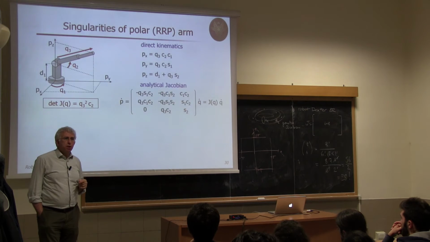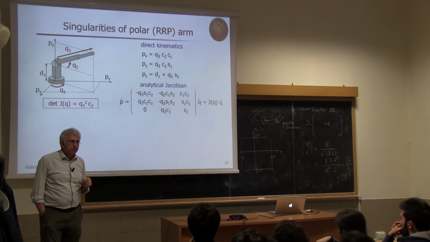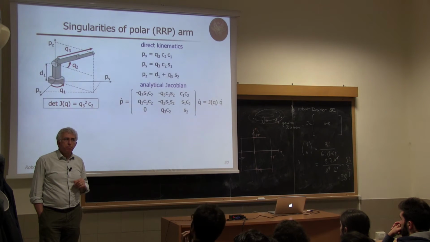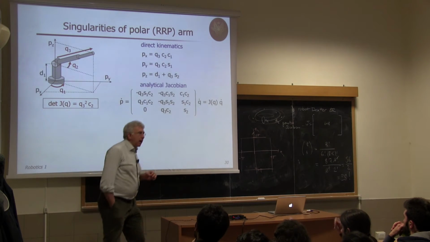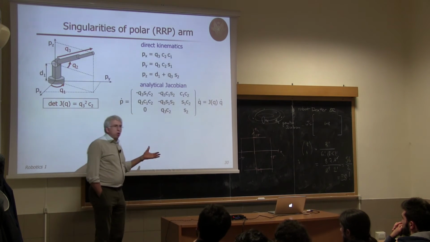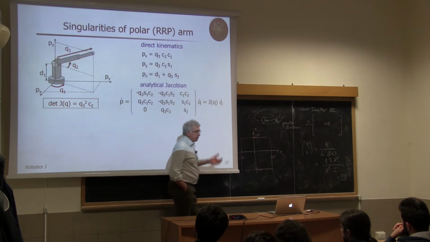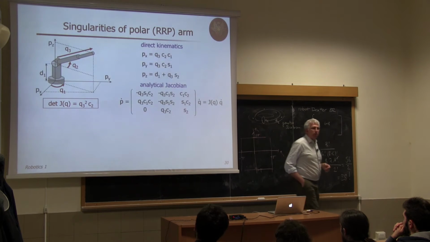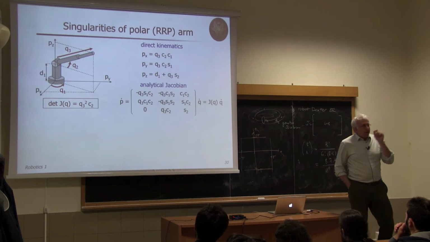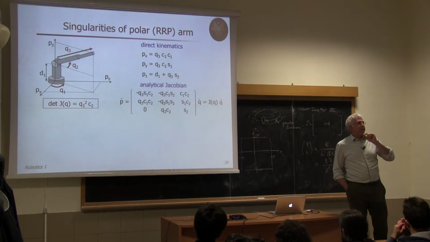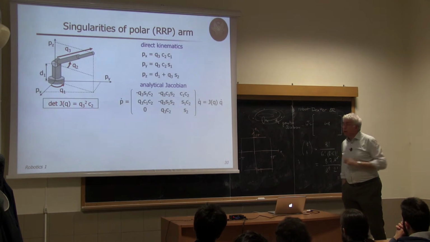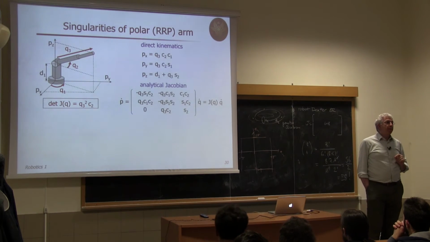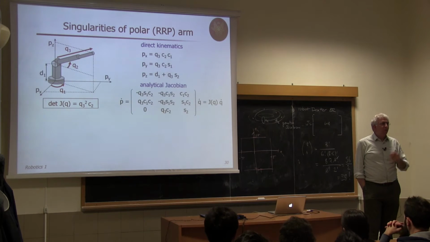Do you think this is a general property or just these two simple cases? So, question again. I have a robot. I have a Jacobian that maps joint velocity to end effector velocity. Suppose that this Jacobian is square. I compute the determinant, and I see that the determinant never depends on Q1. Is this a general property, or is it just the case of the 2R or the polar RRP? General. Why is it general?